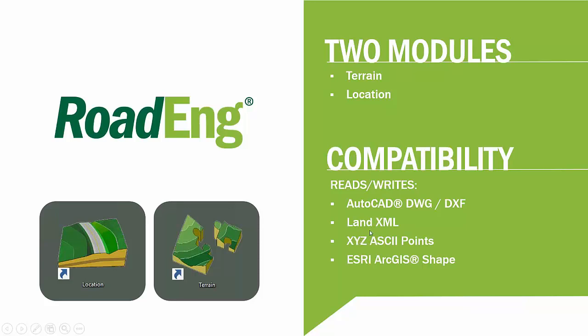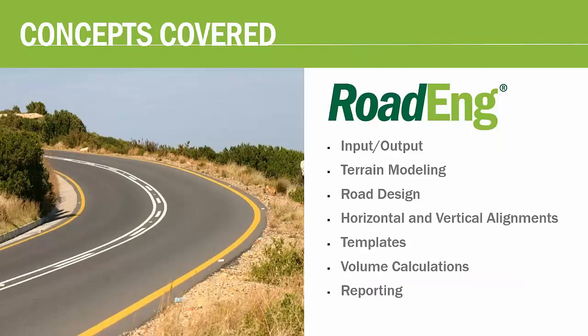Compatible with AutoCAD, LandXML from one design software to another design software. ASCII files, which are total station GPS files, which I will be using today. Also ArcView shape files and a whole bunch of images that aren't on that list because there's too many to count. We do support image files also. Concepts that I will cover: input, output of data, terrain modeling, road design, horizontal, vertical alignments, templates, volume calculations, and reporting.